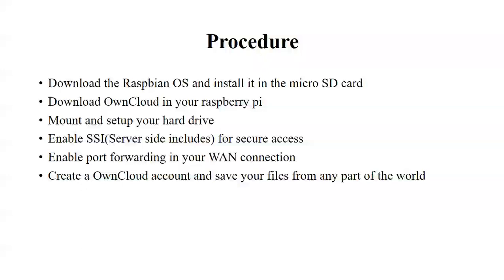Sixth step is to set up OwnCloud account. To do this, enter your Raspberry Pi's IP address into your browser. After this, OwnCloud website opens. Enter your desired username and password. Then click on Storage and Database and enter your personal drive. Then click Finish.